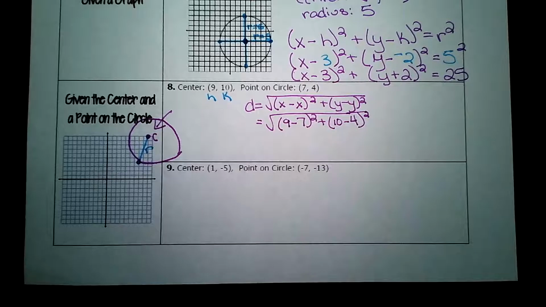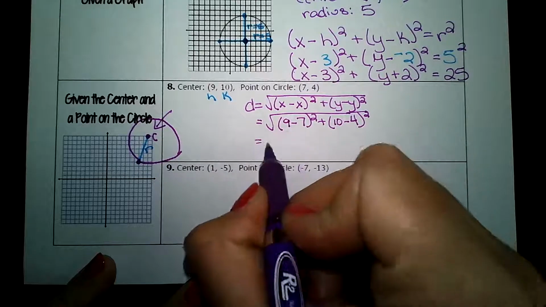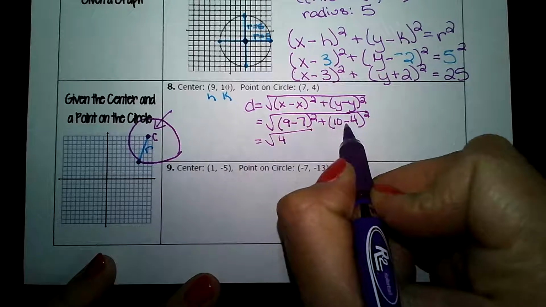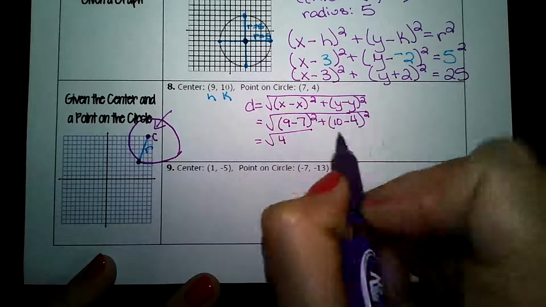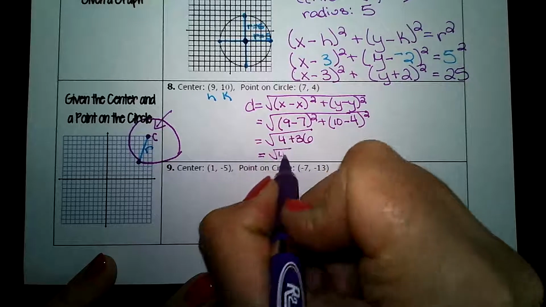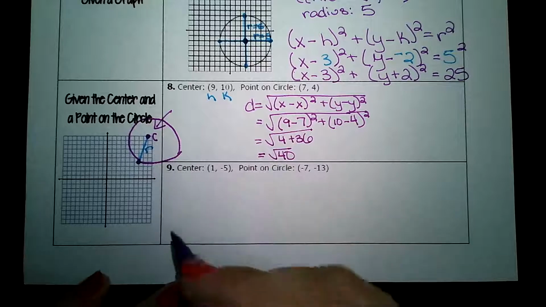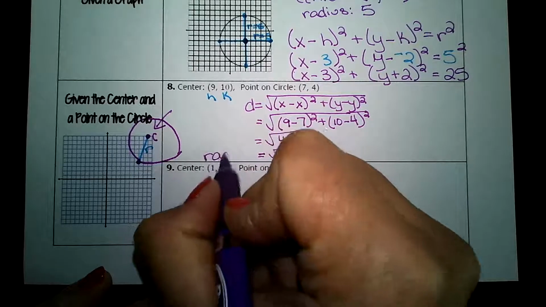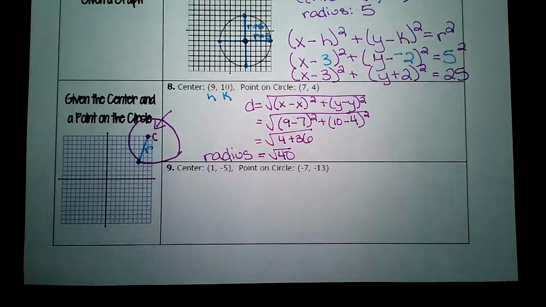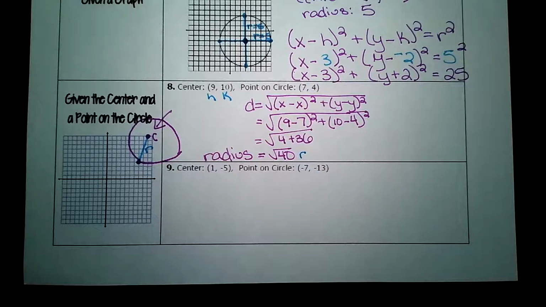At this point, I could grab my calculator or I could keep doing this work in my head. 9 minus 7 is 2, and 2 squared is 4. 10 take away 4 is 6, and 6 squared is 36. Combine the two, and I get the square root of 40. Now remember, all of this work was to represent the radius. The distance between the 2 points represents the radius, which is now our r value in our formula.